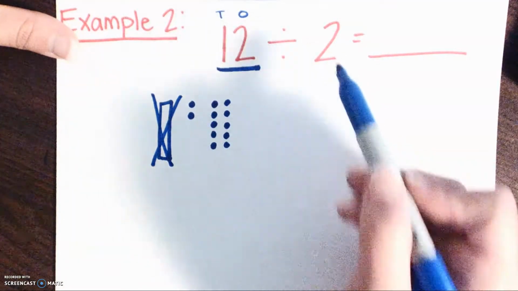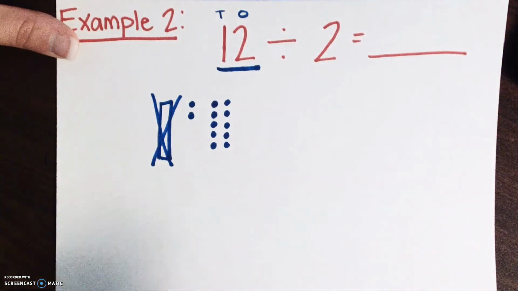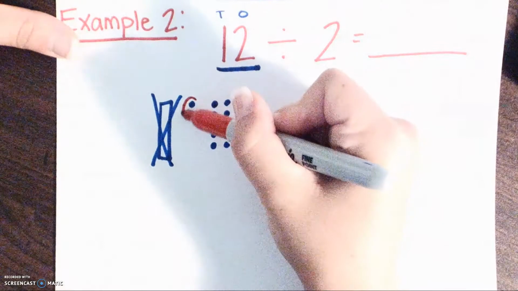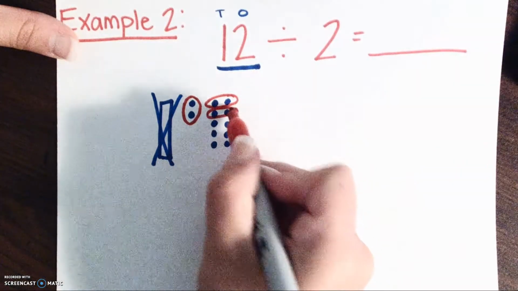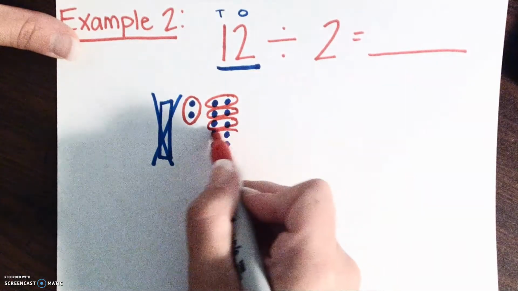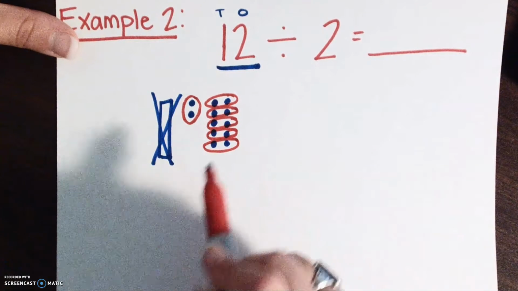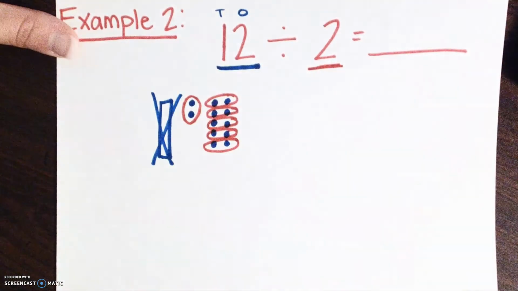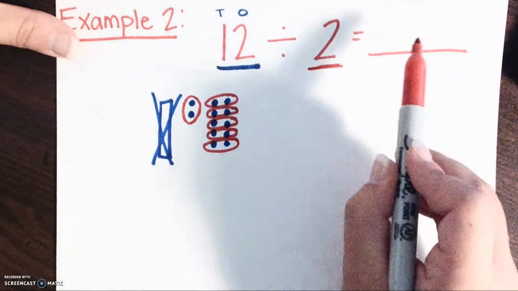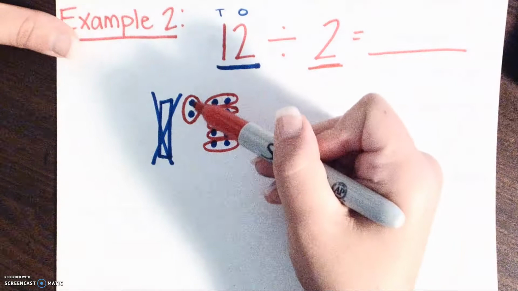I'm going to circle groups of 2. I'm going to use another color so you can see where I circle. All right? 1, 2, 1, 2, 1, 2, 1, 2, 1, 2, 1, 2. All right. I circled my groups of 2 because that's what I'm dividing by. But my answer would be how many groups I made. So let's count how many groups.